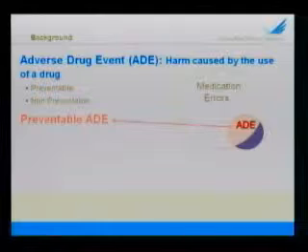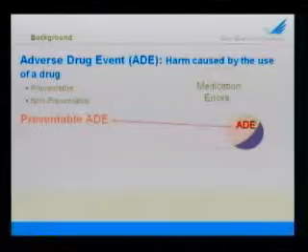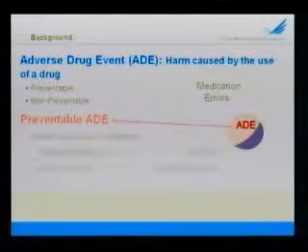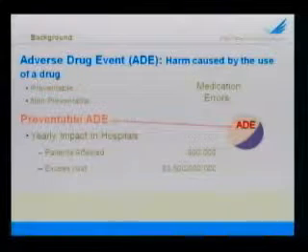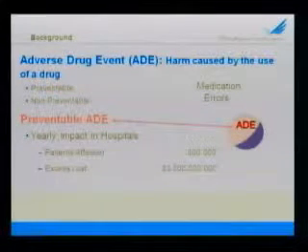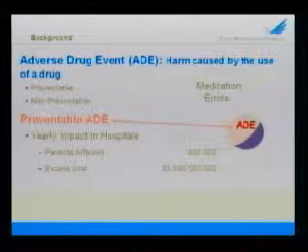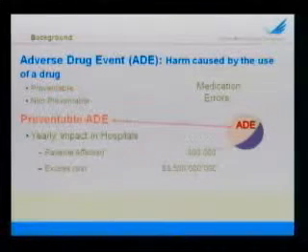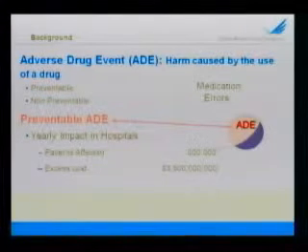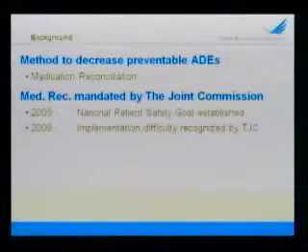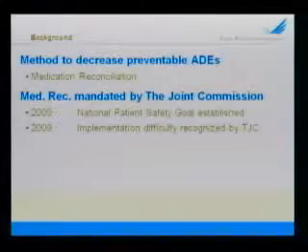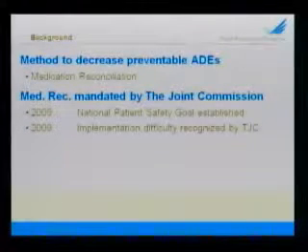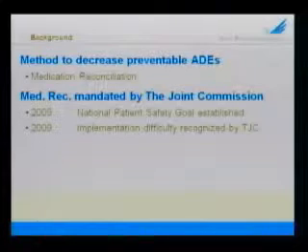And as a matter of fact, this causes a lot of grief and a lot of excess cost. The IOM has estimated that each year about 400,000 patients are affected by adverse drug events, those are the preventable ones, at an excess cost of about $3.5 billion, a good chunk of change. So let's look at one methodology to decrease adverse drug events, and that is medication reconciliation.